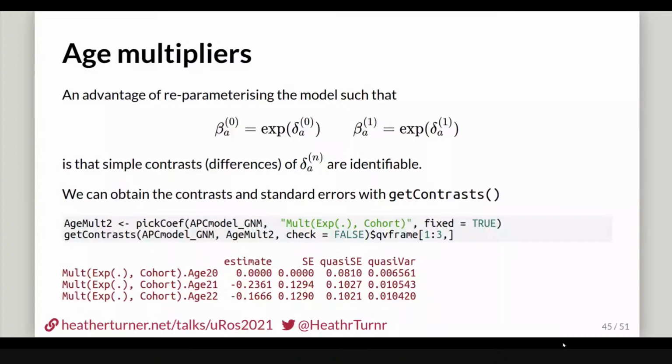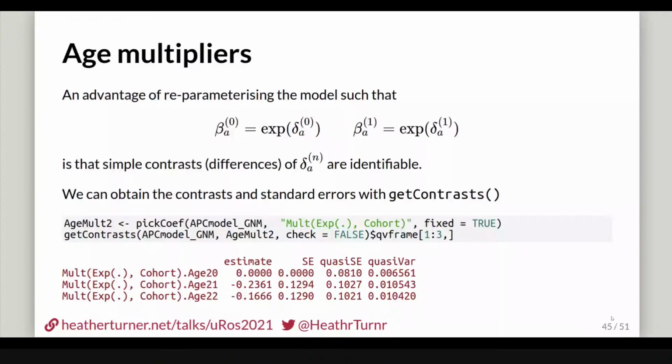So first of all, we need to pick out the coefficients that we're interested in, which we can do with the pickCoef function from the package. This is just picking out the age multipliers in the multiplicative interaction with cohort, and then passing the model and the names of those parameters to getContrasts. And I've got check equals FALSE here, so I'm not going to check if these parameters are identifiable. I'm just going to assume, because I know what I'm doing, and that saves a bit of time.